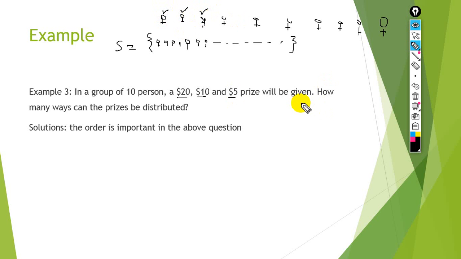For example, if we have 10 persons, here I have given a prize to one person, and that is the $20 prize. Now how many persons remain? 9 persons remain. So the 9 remain for what? They remain for the $10 prize and the $5 prize.